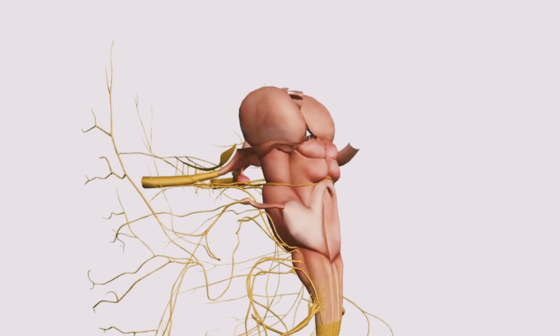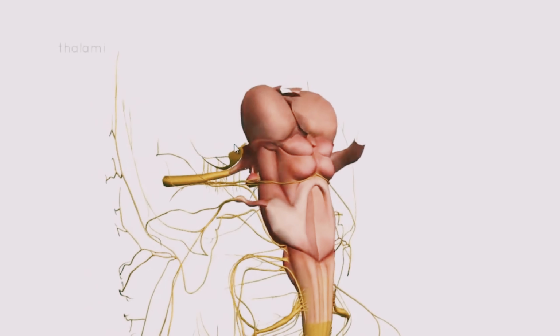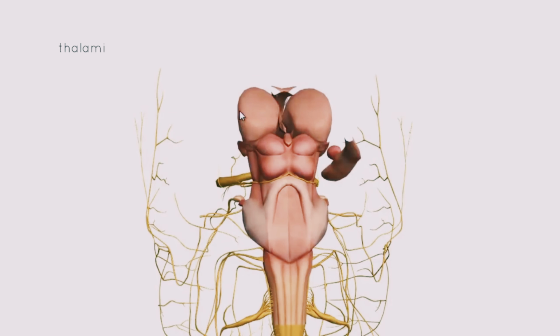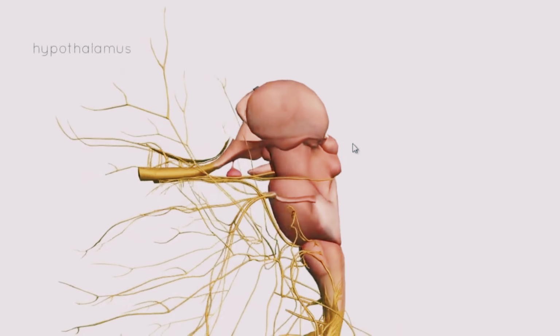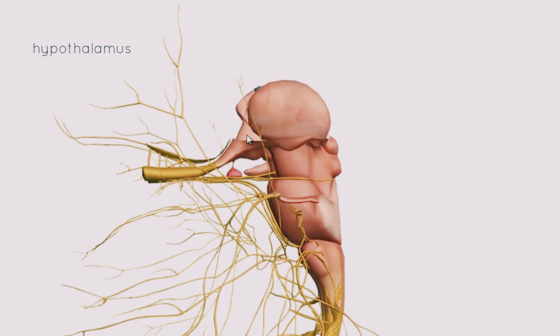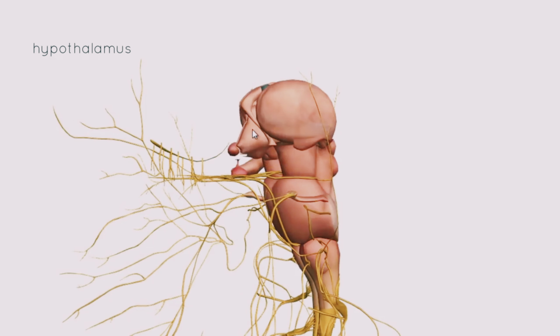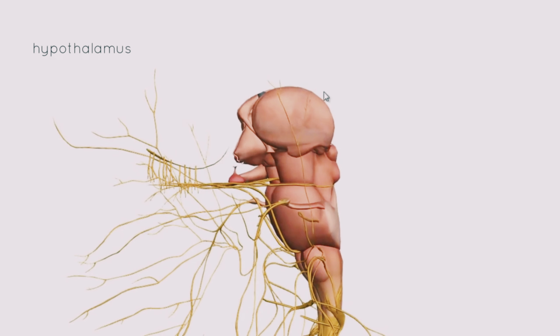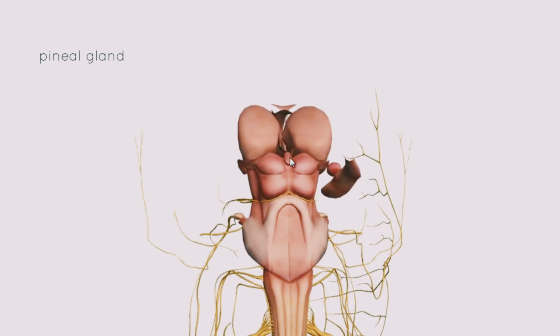You can see this paired structure, these oval, roundish structures. These are called the thalami, and there are two thalami, one on each side, and they're joined at the middle via the interthalamic adhesion. Just below the thalamus, you've got the hypothalamus, which is a little bit smaller. So the hypothalamus sits here. I just got rid of a few of those structures. So you can see the oval-shaped thalamus and the hypothalamus below it. And at the back, just here, you've got the pineal gland.